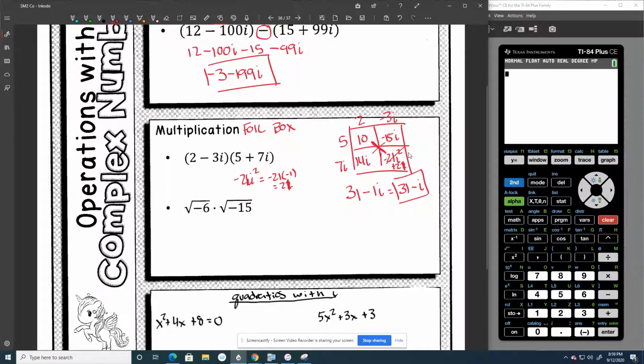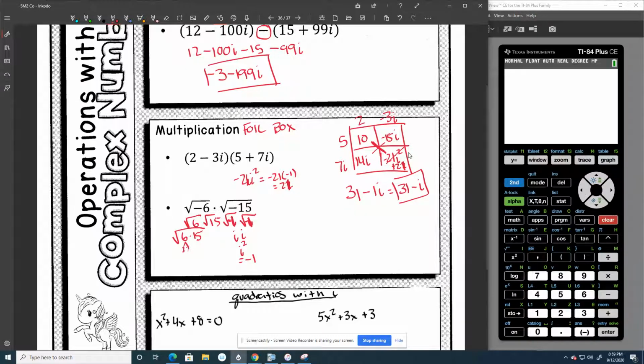Root negative 6 times root negative 15. So this just becomes root 6 times root 15 times i from this one times another i from this one. I'm working ahead of myself a little bit here. Well, the square root of negative 1 is i. The square root of negative 1 is i. So I have i times i, which is i squared, which we just decided was negative 1. Okay, that's interesting.